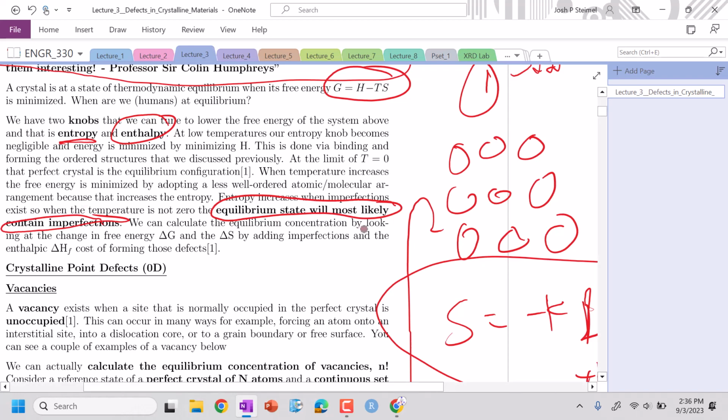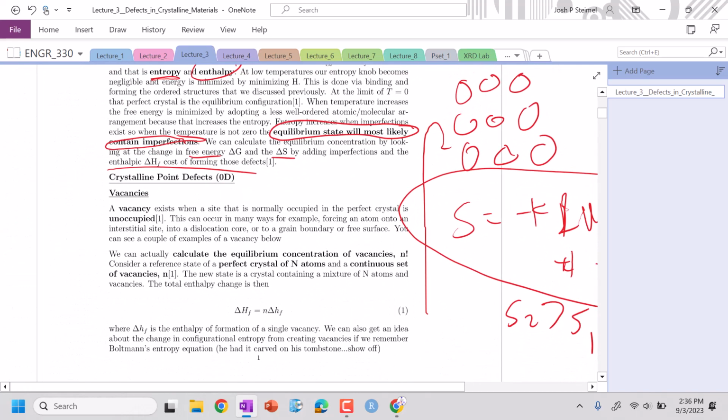And we're going to actually go ahead and calculate this for us in just a bit. But before we get into that, we want to look at crystalline defects. And so there's going to be 0, 1, 2, and 3-dimensional defects. And we're going to start with the 0D defects or point defects. So one of the most common types of point defects is a vacancy. So a vacancy effectively is where a site that's normally occupied is now unoccupied. So it can happen in quite a few ways.